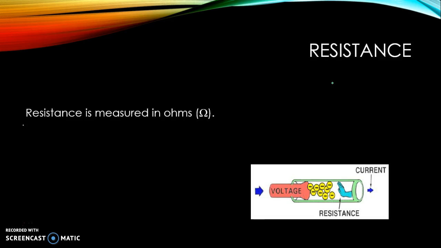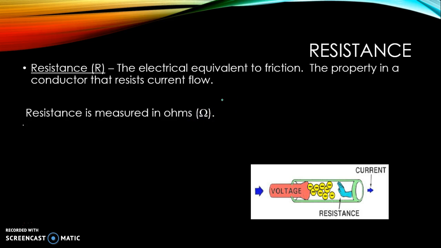All right, resistance. I'm showing you all the pieces to the puzzle, and then we're going to stick them all together. Resistance is measured in ohms, like ohm, and that's the funny Greek letter for ohms. Resistance is the electrical equivalent of friction. This is the property in a conductor that slows down the current flow. It's what keeps the current flow from going any faster than it already is.